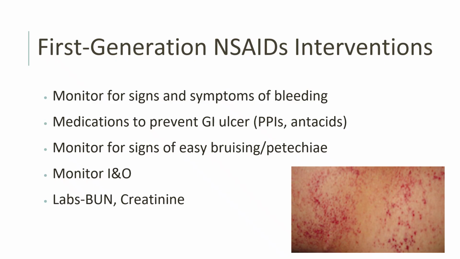So the next one here is the interventions. We kind of already addressed that. The signs and symptoms of bleeding we discussed. We want to look for any medications to prevent the GI ulcers, such as the antacids or the PPIs. We are also looking for any easy bruising, or there's that picture of petechiae again. We're going to monitor our eyes and nose, and remember kidney function, hence leading into our BUN and creatinine levels.